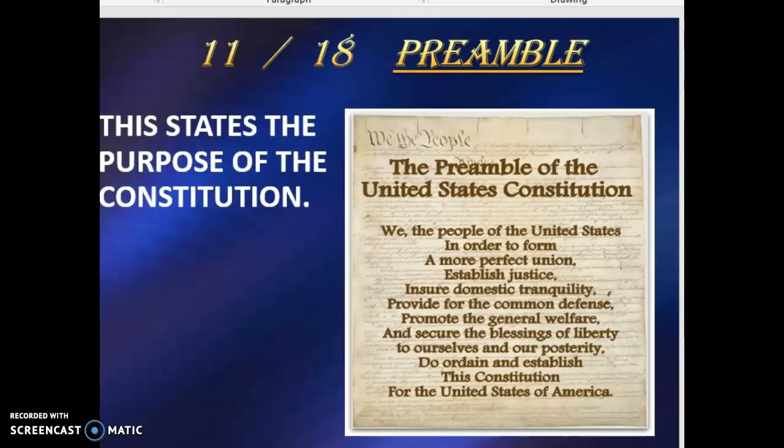The Preamble. This is the opening paragraph of the U.S. Constitution. The Preamble states the purpose of the Constitution. And in that paragraph, it pretty much defines the roles and responsibilities of the United States government.